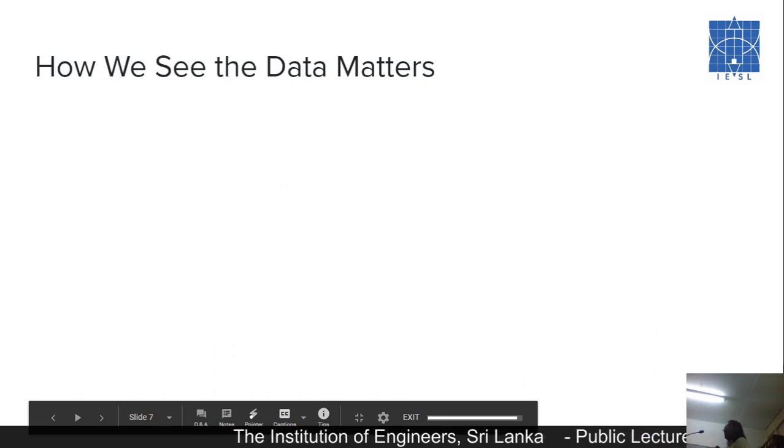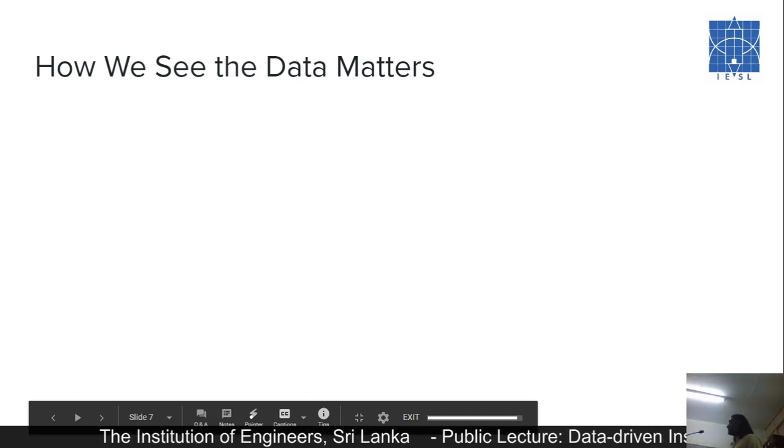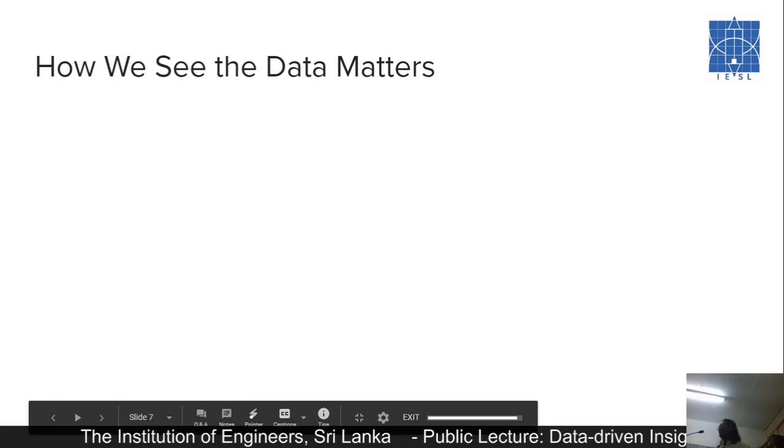And also when you're trying to get that story from the data, it's important how we look at the data. This will be a little bit abstract for the next 10 minutes or so, but I hope you'll find it interesting.